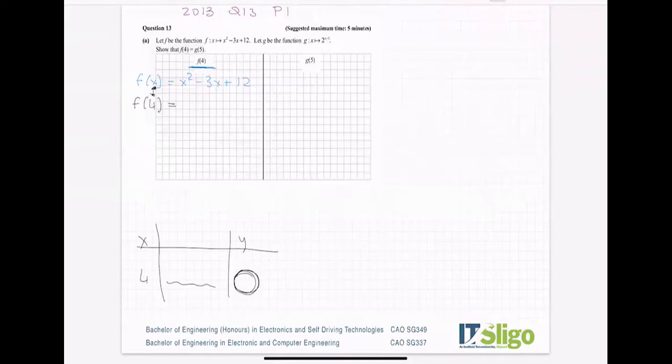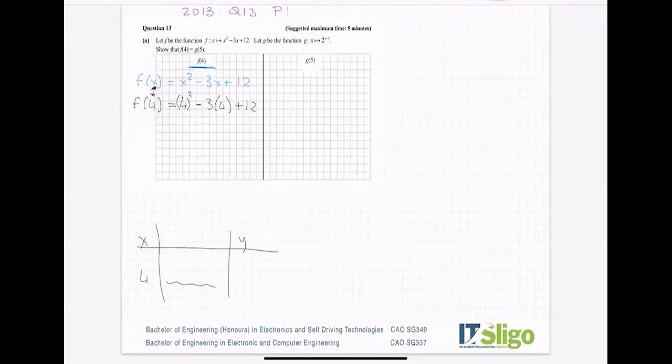So compare your f of x with what they give you, and you can see x is being replaced by 4. So what do you do then? Everywhere you see x here, you replace it with the 4. So that you get 4 squared, and if you're not sure, you can put it in brackets, minus 3 times 4 plus 12. So constants such as the 12 stay the same, the 3 stays the same, I don't do anything to them. All that changes is that x becomes 4. Why? Because x was replaced by 4 in the question.